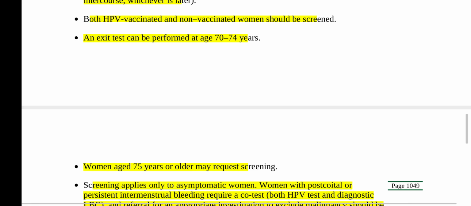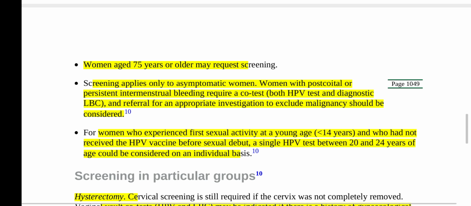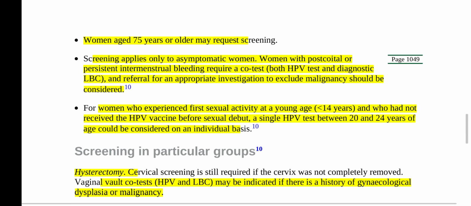So the exit test is usually from 70 to 74 years. If she has undergone the screening test at 70, then she is no longer required to have cervical screening testing. And women aged 75 years or older may request screening. Screening applies only to asymptomatic women.